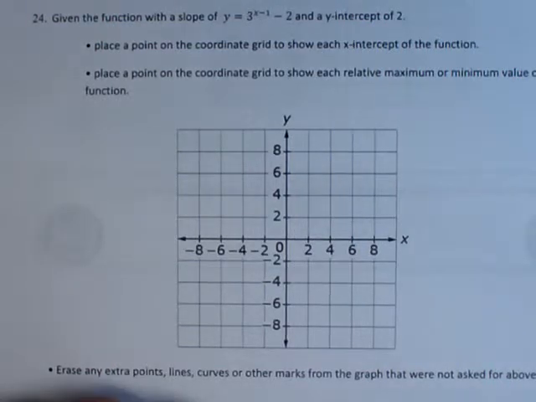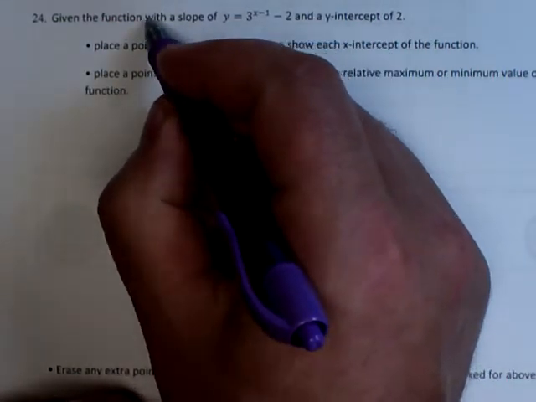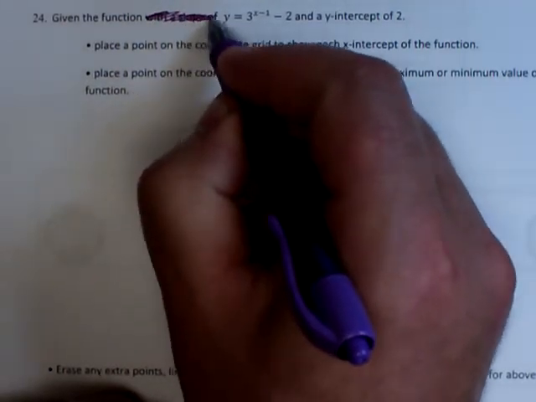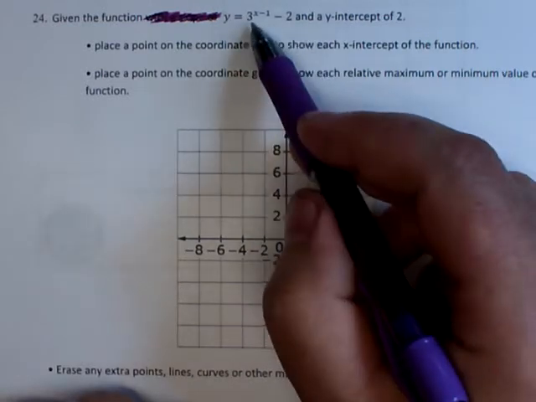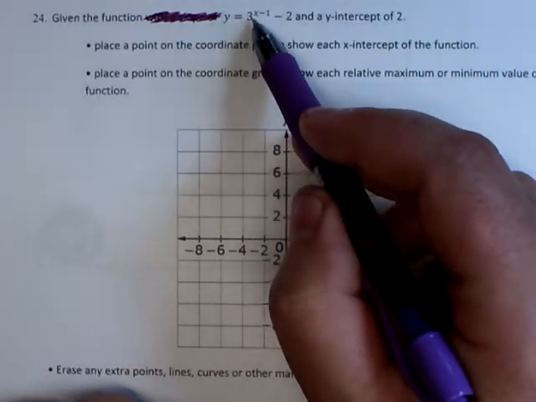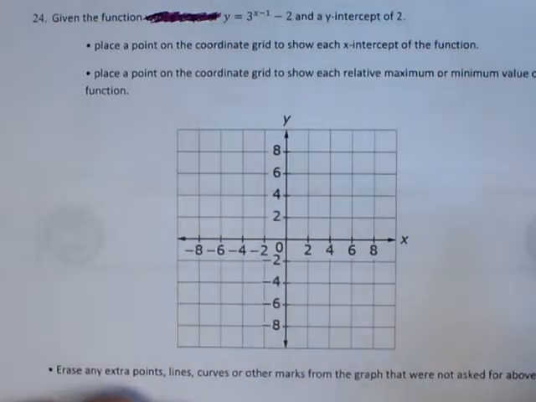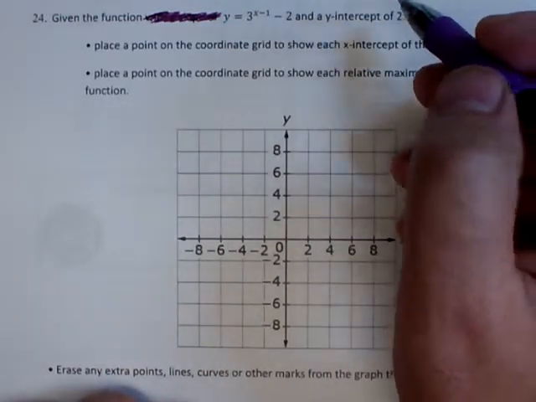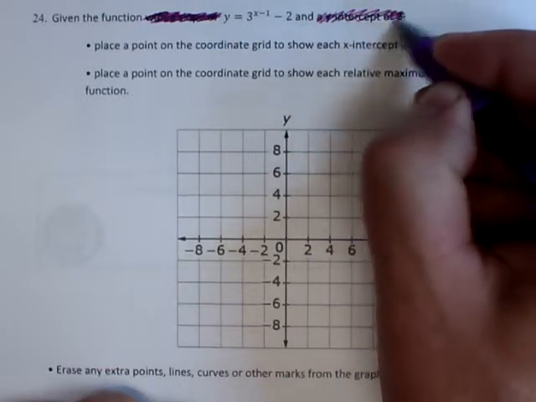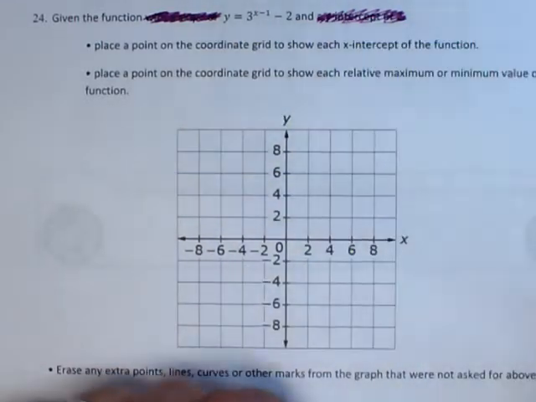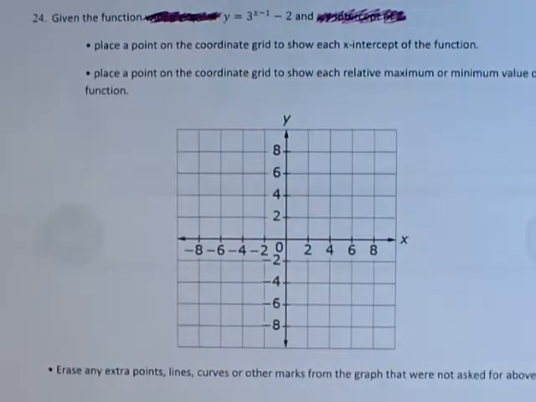Okay, given the function with a slope of, this was a typo, I copied and pasted. Given the function y equals 3 to the x minus 1 minus 2 and a y-intercept of 2, I obviously copied and pasted that. Very confusing. Anyway, this solution will be accurate.